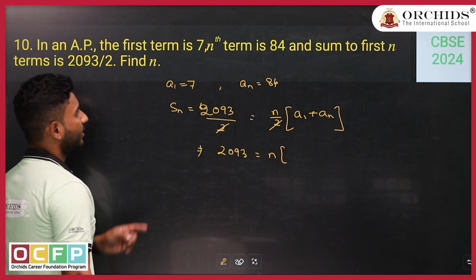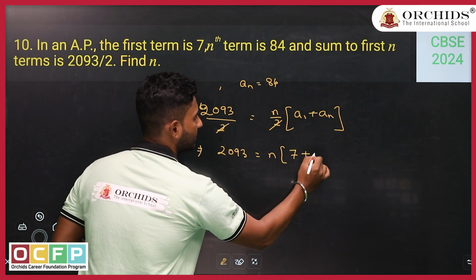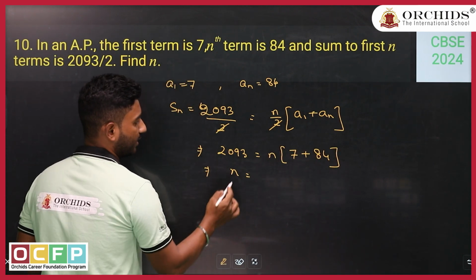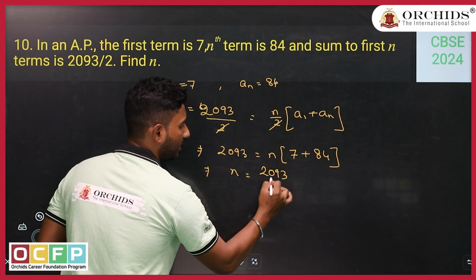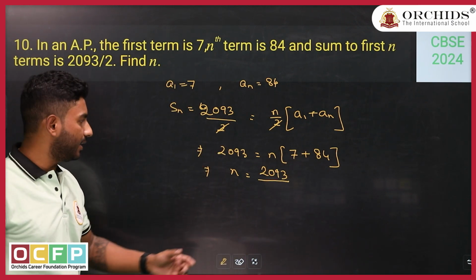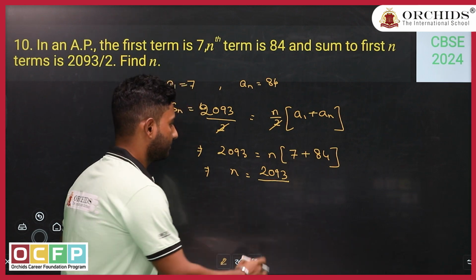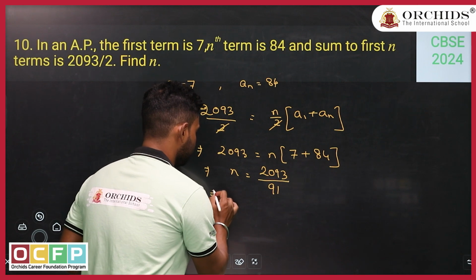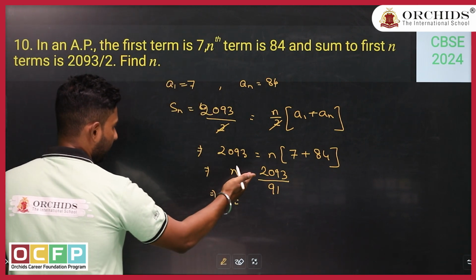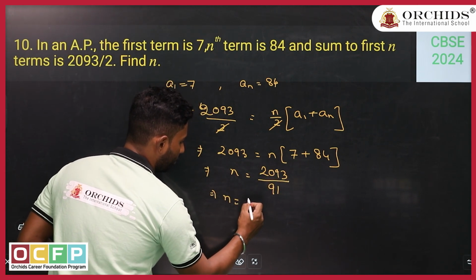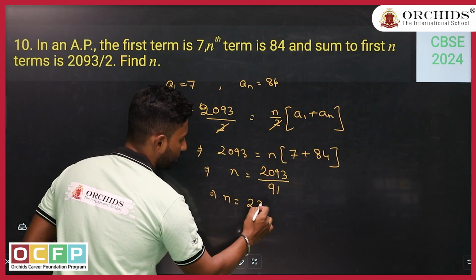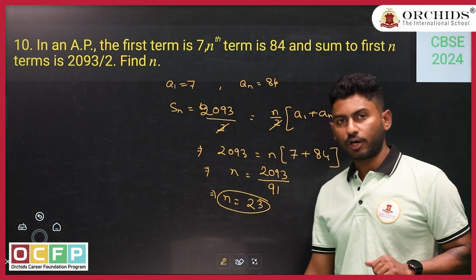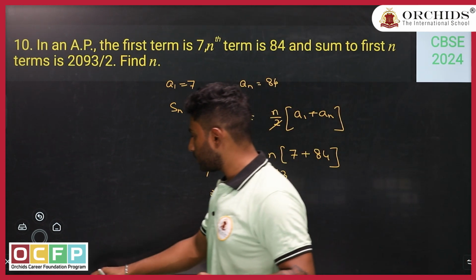Put the remaining values. What is a1? 7. What is an? 84. Great. So n will be what? 2093 divided by, it will come here and it will divide. So the whole thing, 84 plus 7, how much? 84 plus 7 is 91. So just divide. So I think 2093 by 91 will be 23. If I am not wrong, the answer is n equal to 23. You have got? Okay, coming back to the next question.